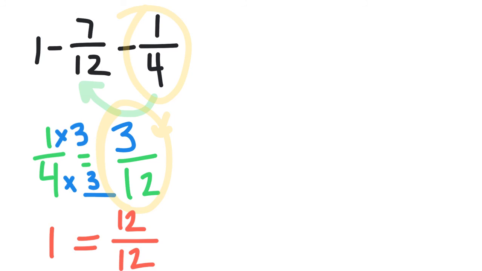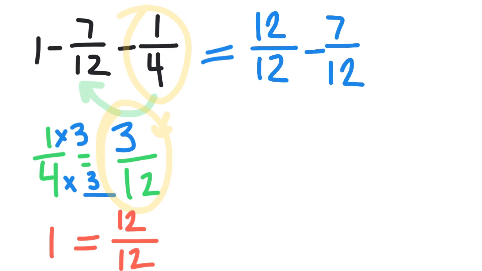Okay, now I have all my equivalent fractions. I can rewrite my subtraction equation. So instead of 1 whole, I'm going to write 12 12ths. So 12 12ths minus 7 12ths minus, and then instead of 1/4, remember I'm going to write 3 12ths because I found that that's equivalent. 3 12ths.